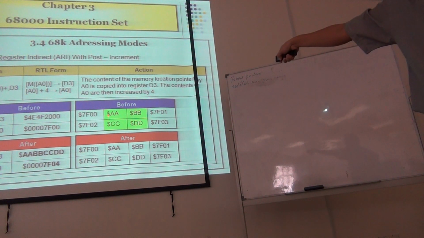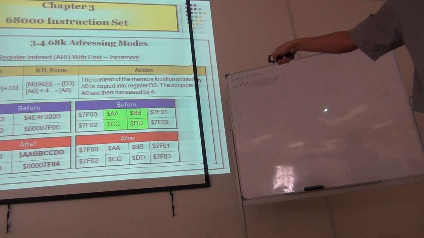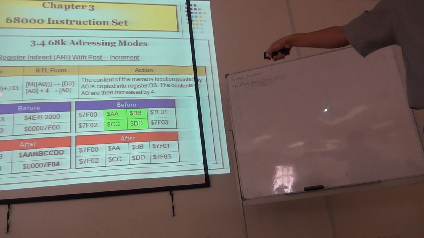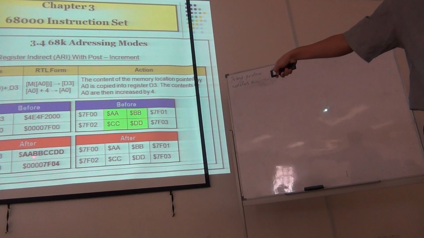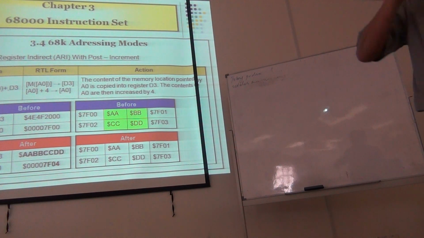Betul? Because it is long, you have to take the whole thing: AA, BB, CC, DD. Take the whole thing, go to D3. Save to D3. Then after that, you have to increase the A0 by 4 because of long. So A0 now is 7500 plus 4. This is the final answer. There's no changes in your memory because you're taking the value only. You are not erasing it.